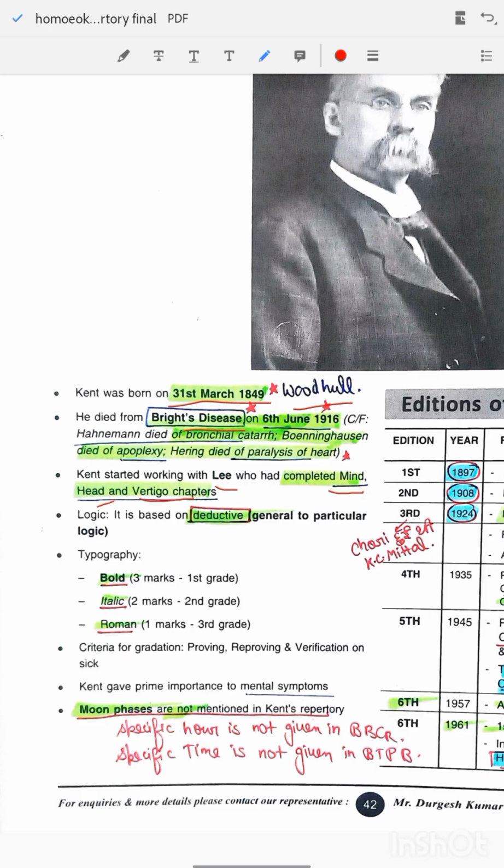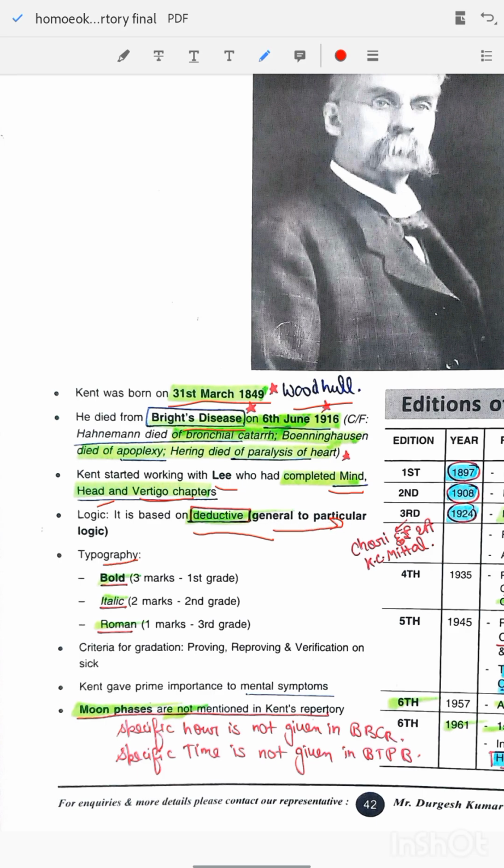with Lee. But while compiling it, Dr. Lee got blind. So further Dr. Kent had to do all his work. If you talk about the logic, our Kent repertory is based on deductive logic, that is from general to particular.